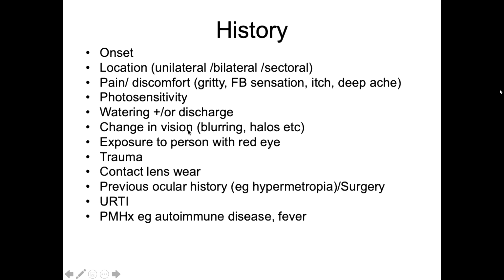Then change in vision. Usually in conjunctivitis, not much of blurring, slight blurring, but not significant blurring. But in some of the other conditions, such as glaucoma, there can be blurring. And in glaucoma, there can be halos. That is colored lights, colored circles you can see. That is what is called halos, colored halos in acute glaucoma. That also can give rise to a red eye.